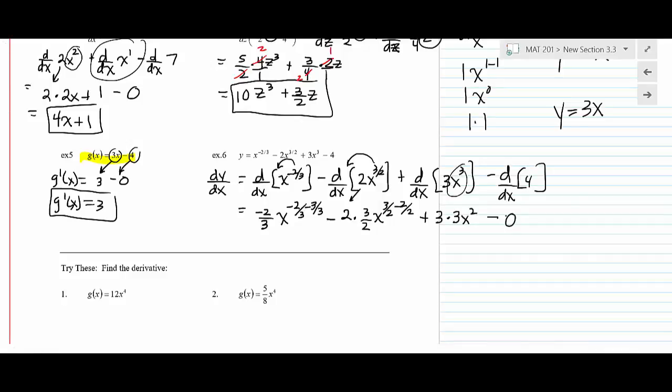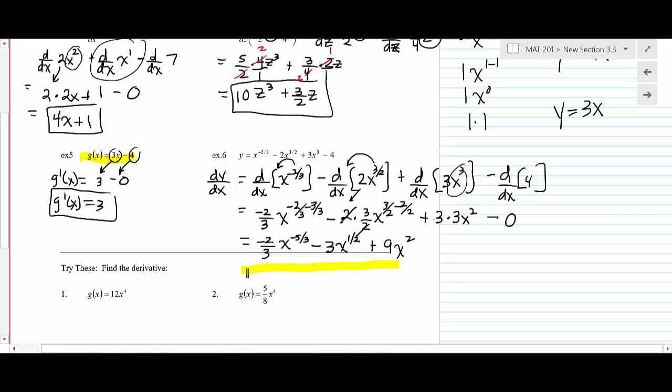That's the goal. So what we have is negative 2/3 x to the negative 5/3. Okay, notice on this one the 2's cross out, so yeah, you want to simplify stuff. So that will be minus 3 x to the 1/2. And then finally at the end you would have 3 times 3 or 9x to the second. Now you can go further than that. I'm just going to choose to stop at that point.